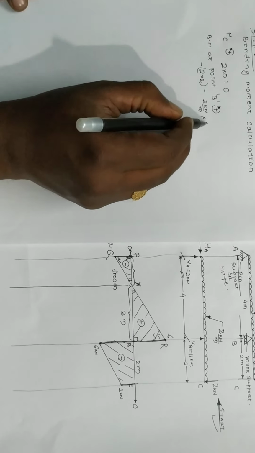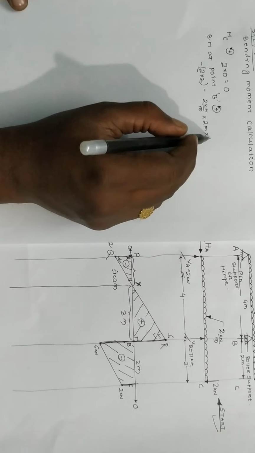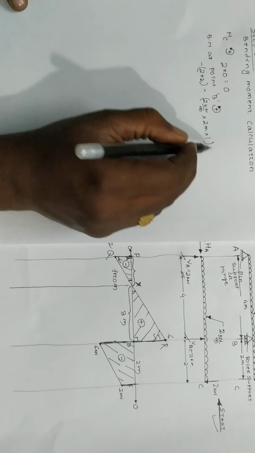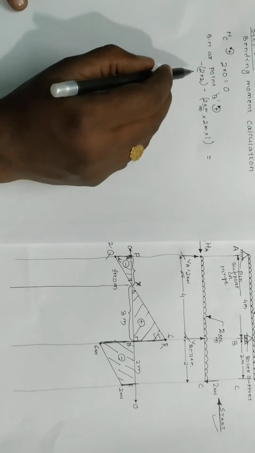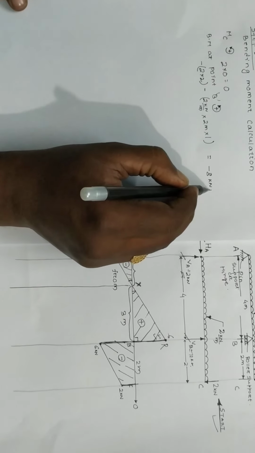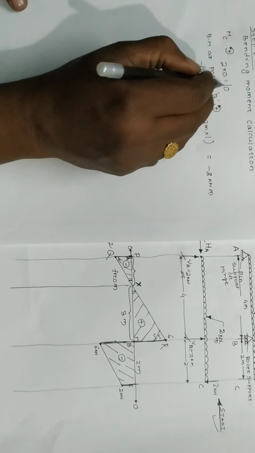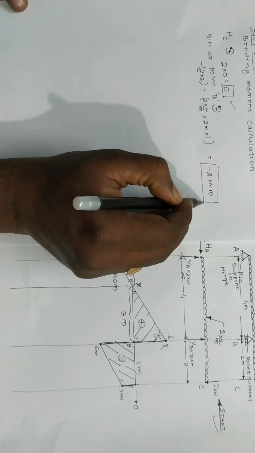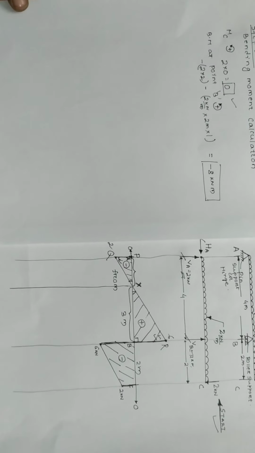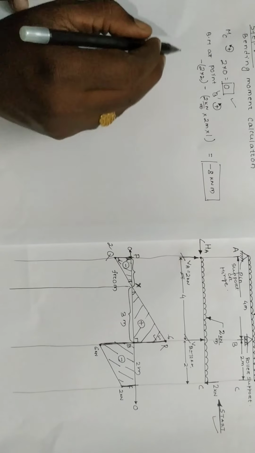And where is it acting? It is acting at the geometrical center of this small 2 meter span. This will be 2 by 2, which is 1. So how much is it coming? 2 into 2 into 2, so minus 8 kilonewton meter. So the bending moment at B is minus 8 kilonewton meter. At C, this is another. Okay, over.